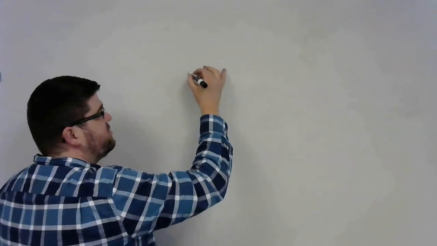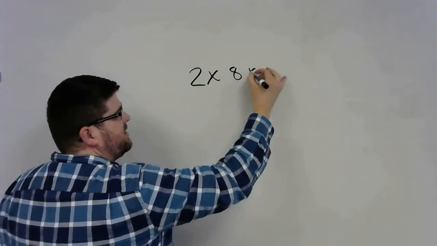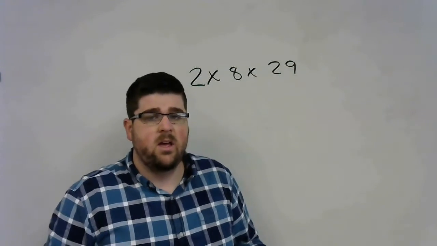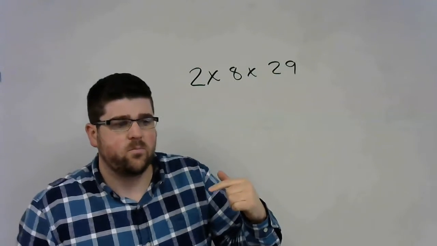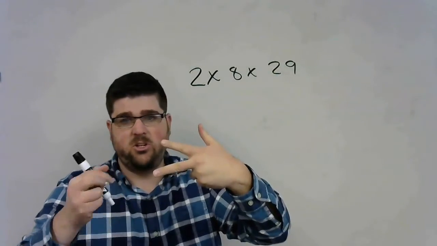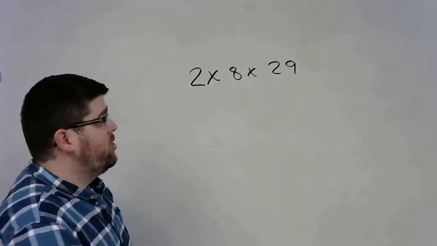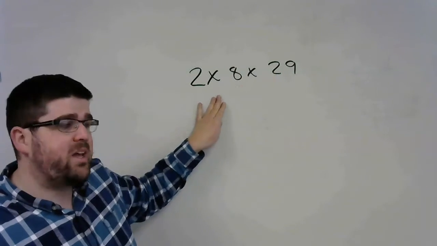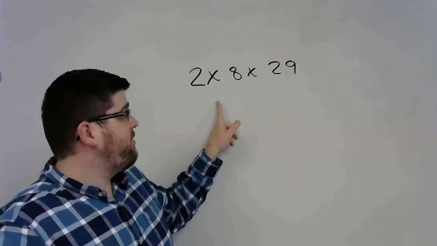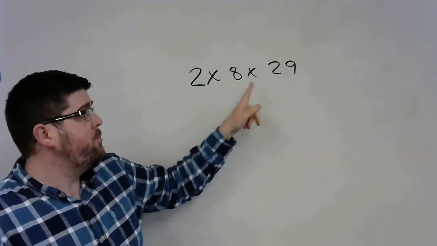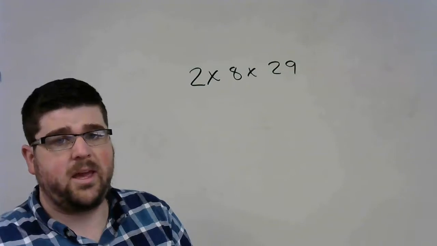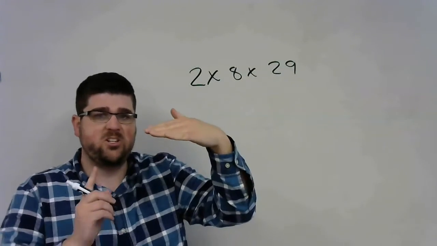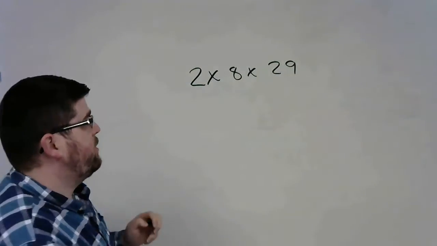Let's say I had 2 times 8 times 29. Now, in my experience, I would rather do one digit by multiple digits than two digits by two digits. That's just me. So if I multiply 2 times 8, I'm going to have 16, and then I have to multiply 16 times 29. So on the front end, I get a super basic, easy fact, but then on the back end, I have to do the double digit multiplication, which is a little bit more complicated. I would rather just do multiple digits by one digit 2 times. So let me show what I mean by that.